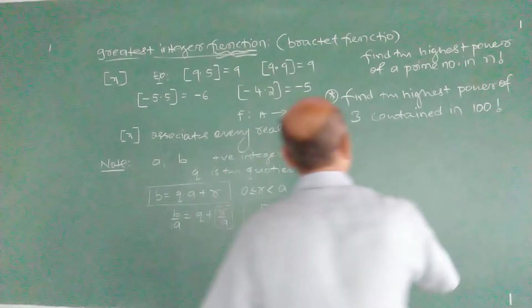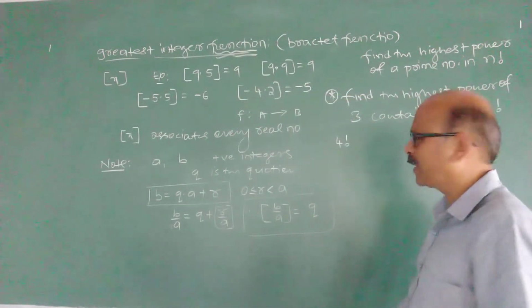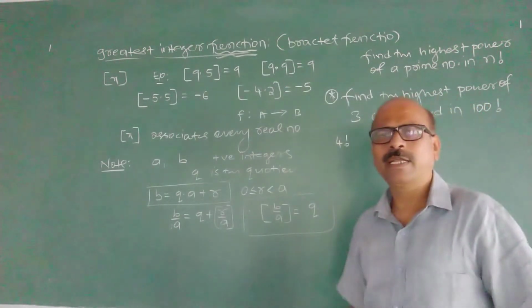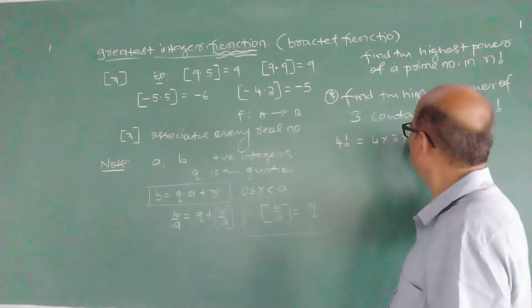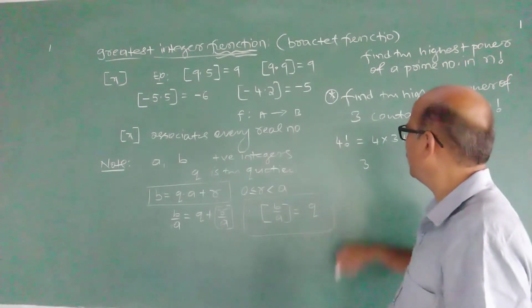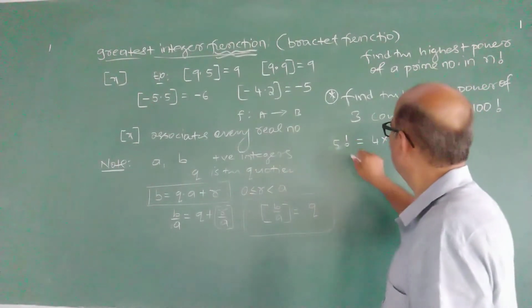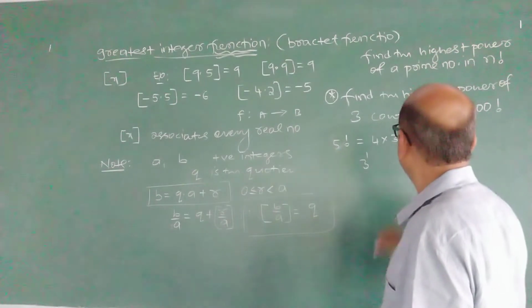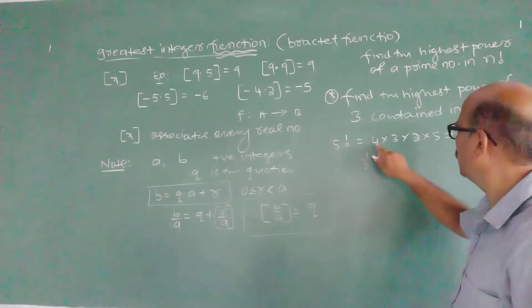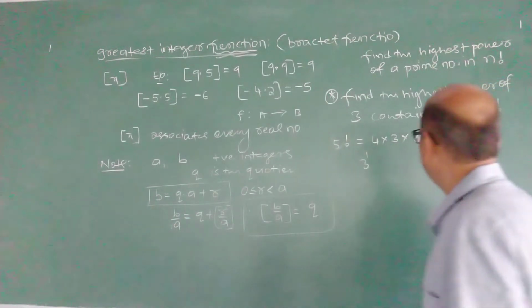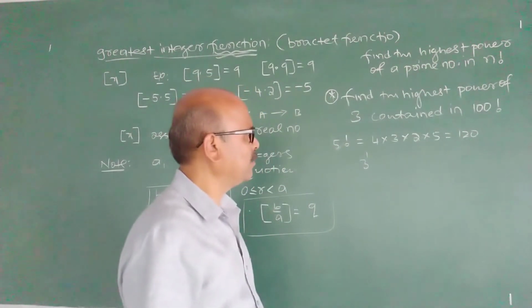Can I take some small problem here? 4 factorial. What is the highest power of 3 contained in 4 factorial? 4 factorial means 4 into 3 into 2, so the highest power of 3 is 3 raised to 1 only. If you take 5 factorial, one more factor 5 is there: 5, 4, 3, 2. What is this? 120.